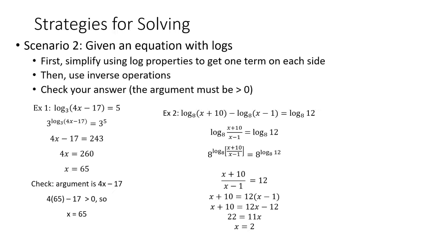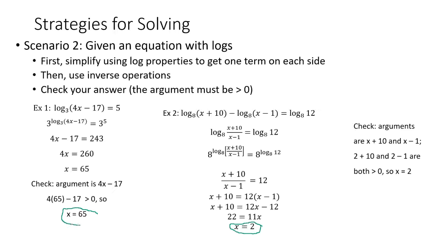And we're not done yet. We still have to check to make sure that that 2 doesn't make the argument 0 or negative. So let's check that. So my arguments are x plus 10 and x minus 1. So if I substitute in 2 for x, I get 2 plus 10 and 2 minus 1. Both of those expressions are greater than 0, so we're good. My answer is x equals 2. So again, I would highly suggest that you go ahead and circle your answer on a test or a quiz so your teacher knows for sure that you know that that is the answer. It doesn't make the argument 0 or negative.